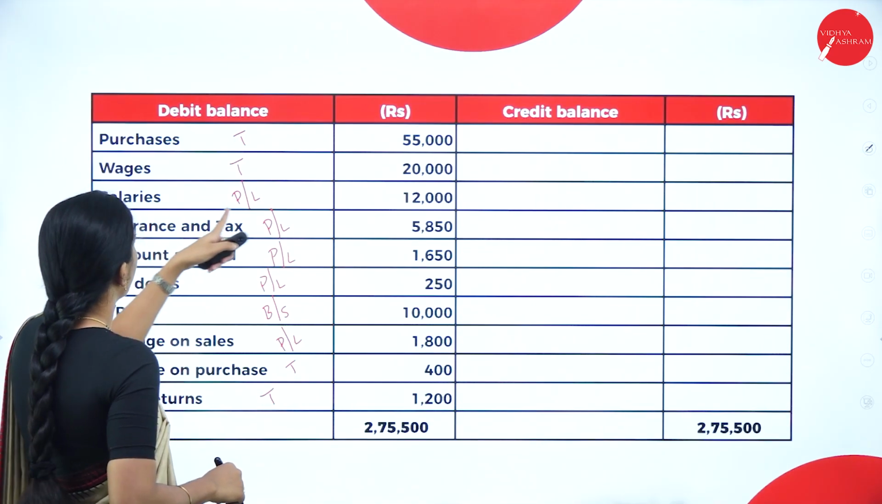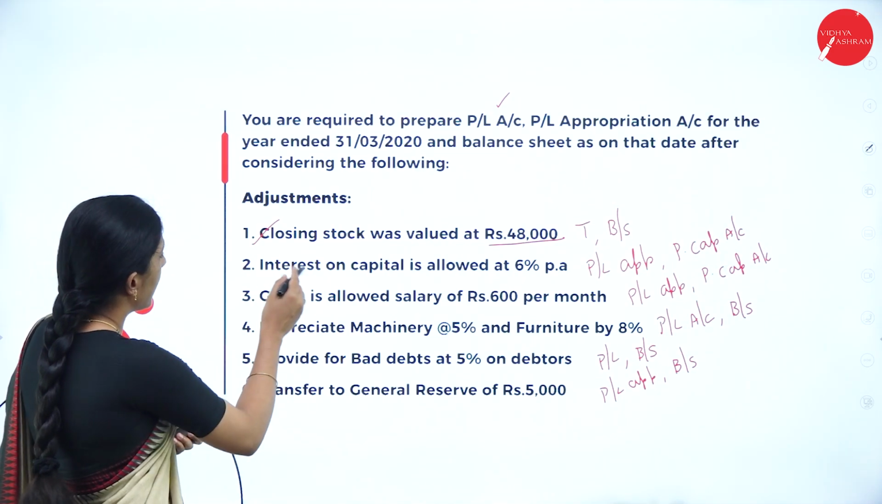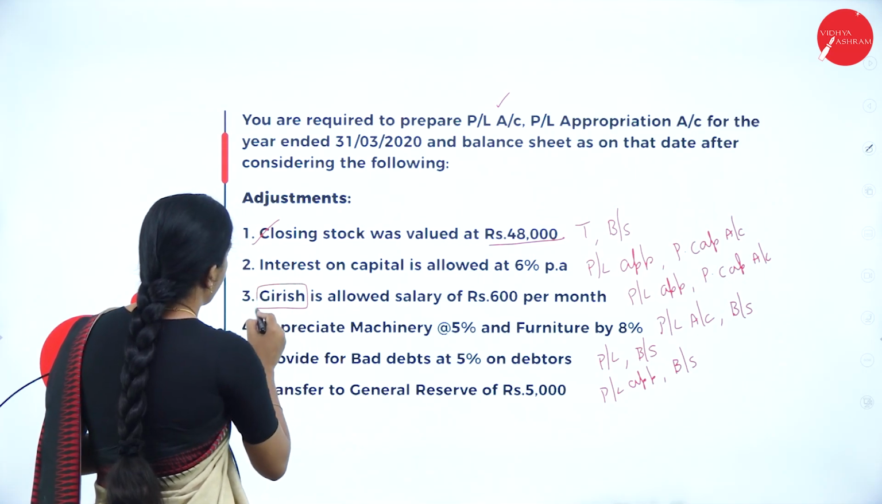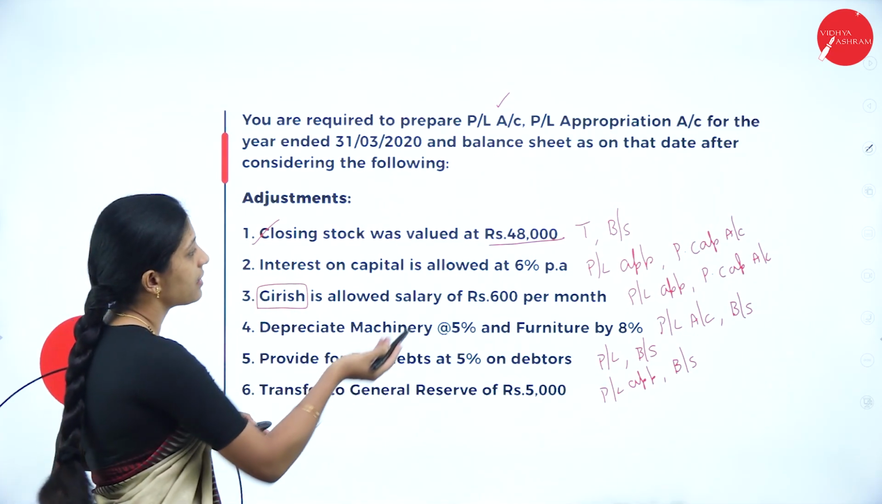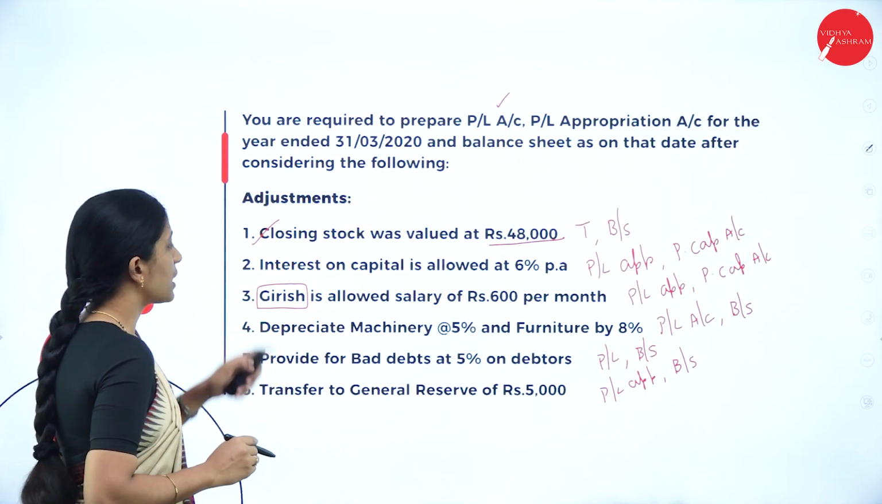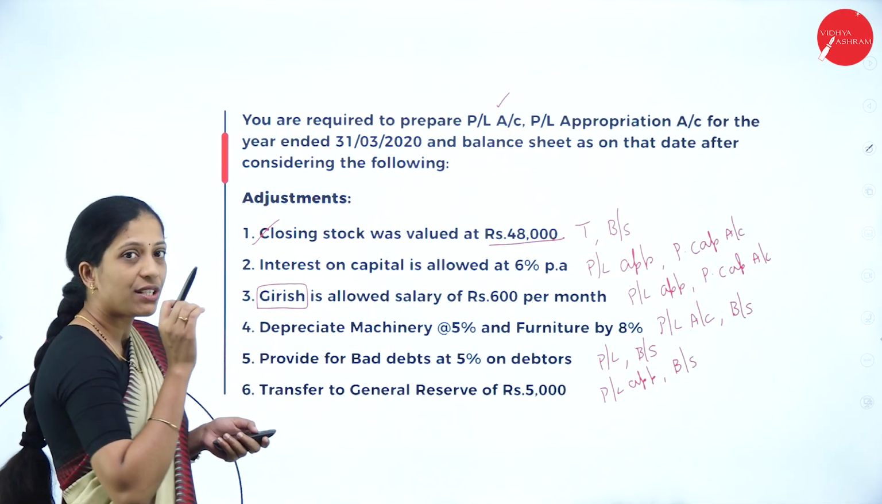Now we shall see which are the indirect expenses we have here. Yes, we have salaries, 12,000. It is an indirect expense. So any adjustment on salary? So here they have given partner salary. So this will come where? That is under P&L appropriation account as well as partner's capital account. So this will not come under the P&L account. So it should be just salary.